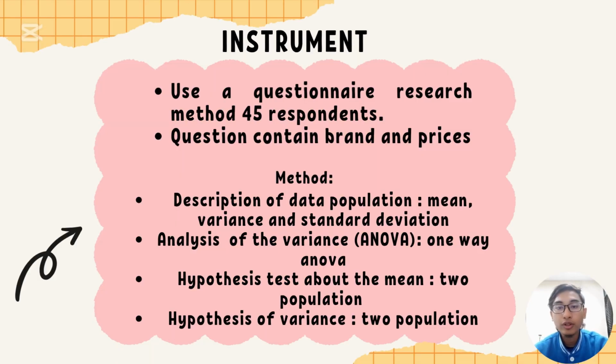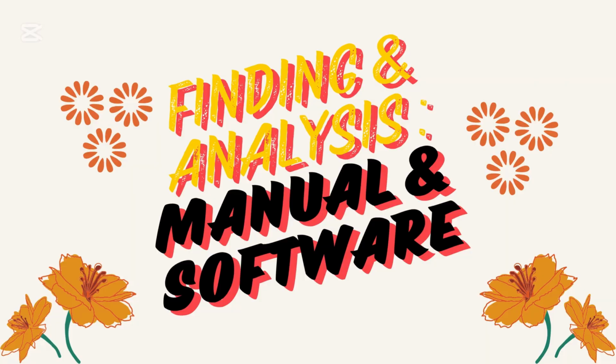So for our instrument, we used the 45 respondents that responded to our Google Form. The form contains questions about their brand of smartphone and the prices of their smartphones. The methods that we use to analyze are the description of data population, that is mean, variance, and standard deviation. After that, we also use one-way ANOVA, that is one-way analysis of variance. After that, the hypothesis test about the mean with 2 populations, and lastly, the hypothesis test of variance with 2 populations.